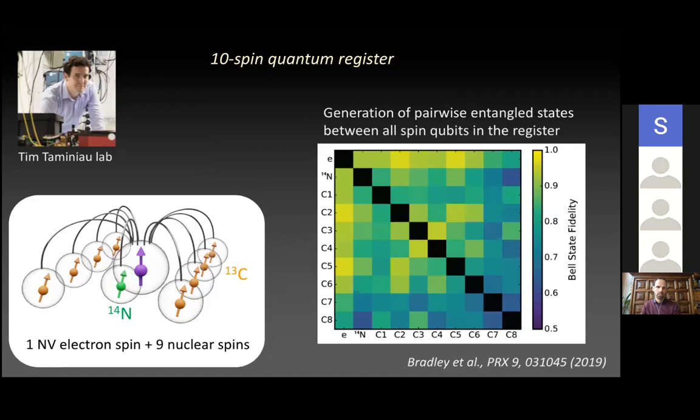And he showed that in this register, he could create entanglement, pairwise entanglement between all the qubits. So it's really fully connected. Any pair of qubits can make an entangled state. Some of them are just above 0.5, as you can see, and some of them are really high, close to 1.